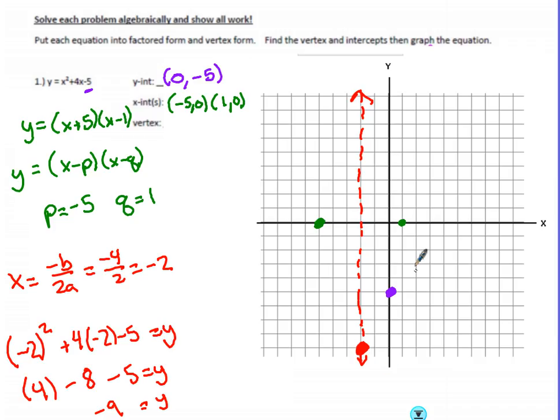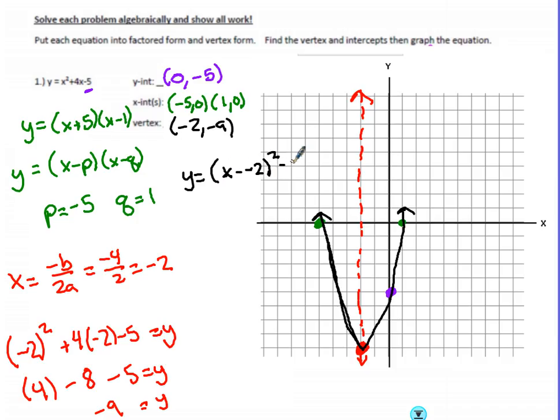And from there, we can sketch the graph. This will be a little bit of a rough sketch because I'm using the tablet rather than the board. And there's a rough sketch of the parabola. Now to finish off, let's also write vertex form. For vertex form, we just take the h and k and plug them into the equation. So y is equal to x minus negative 2 squared minus 9, also known as y is equal to x plus 2 squared minus 9.